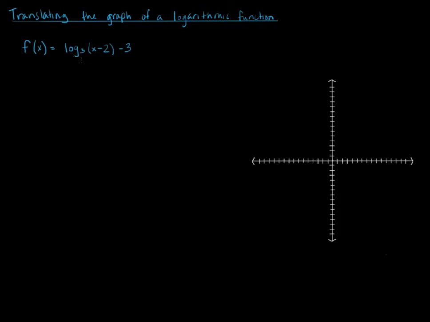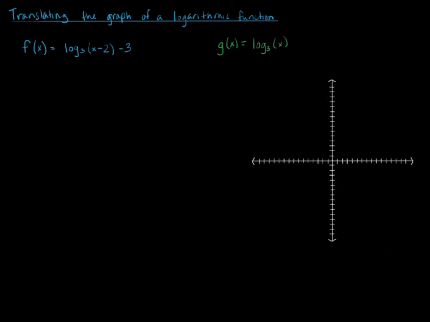So to graph this function, it's log base 3 of x minus 2 minus 3. Okay, so the minus 2 and the minus 3 are translations, but the basic function, we'll say it's g of x, is equal to just log base 3 of x. So that's what we want to think about initially.